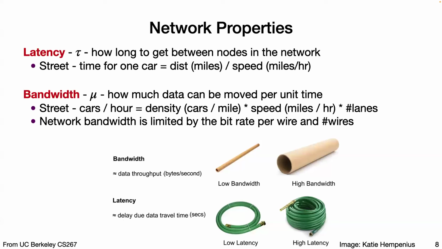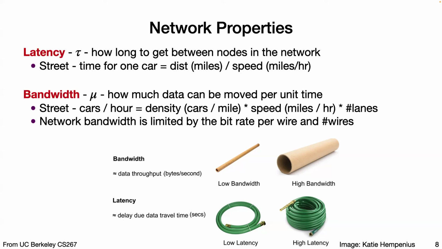We talked about these measures, but we're going to recap them a little bit. There are two main properties of the network. The first one is latency, which we have been using tau for. Latency is how long it takes to get between the nodes in the network. In the street analogy, it's the time for one car to move along the street from the source to the destination. So it's the distance divided by the speed, and the unit is time.